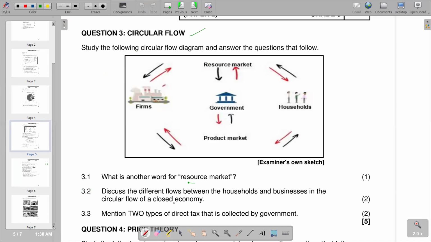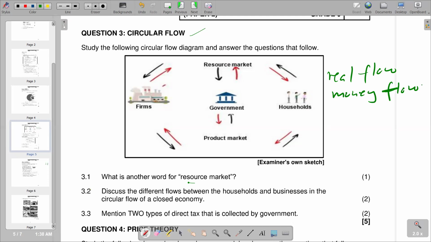We go to the next part of our question, which reads, discuss the different flows between the households and businesses in the circular flow of a closed economy. So the question leads us to discuss the different flows between the households and businesses. Remember, we've got two different types of flows: a real flow and a money flow.